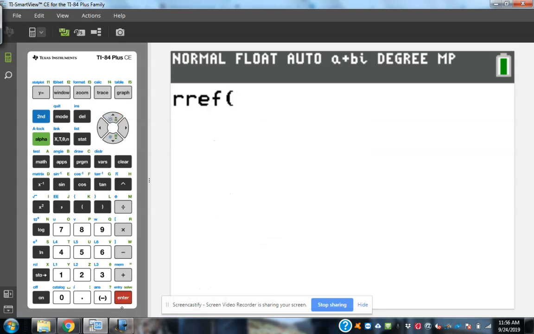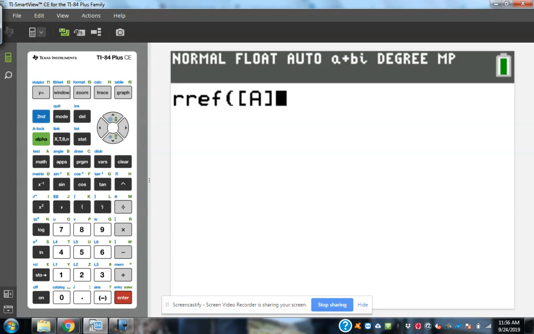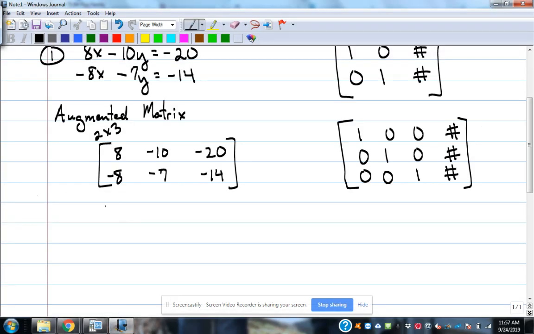Select that one. Now it says, okay, well, what do you want to do that to? Which matrix did you put in that you need that for? So I've got to go to the matrix menu and select the matrix. Second matrix. From the names, I'm going to pick the one I put it in. I put it in matrix A. So I'm just going to press enter. Close the parentheses and then hit enter. And it spits out a reduced row echelon form matrix. 1 0 0 0 1 2.